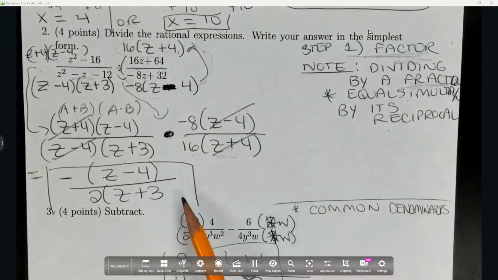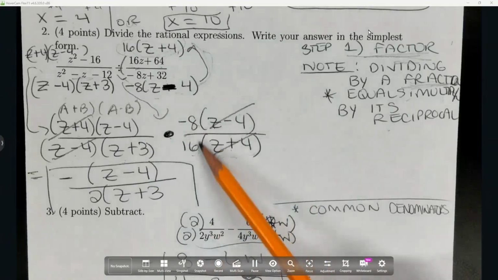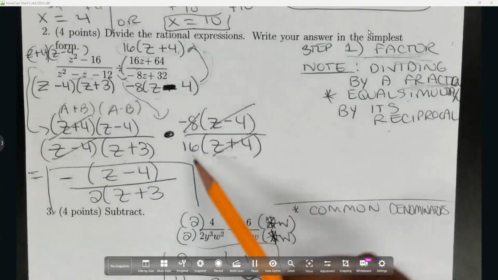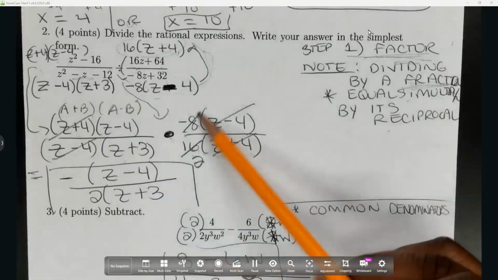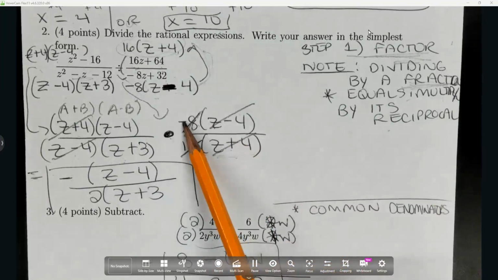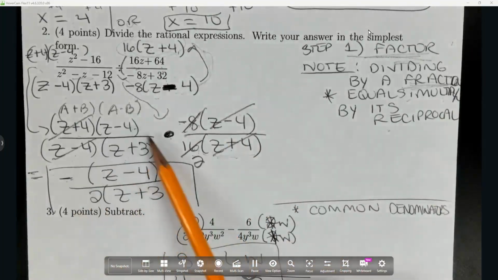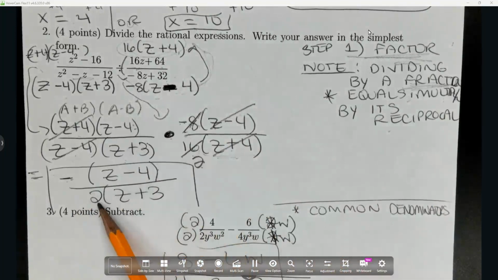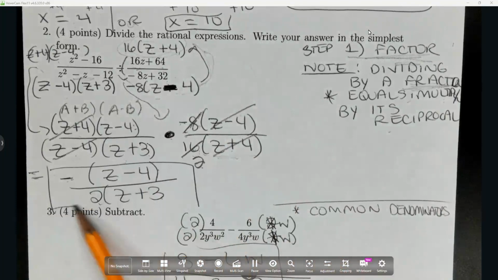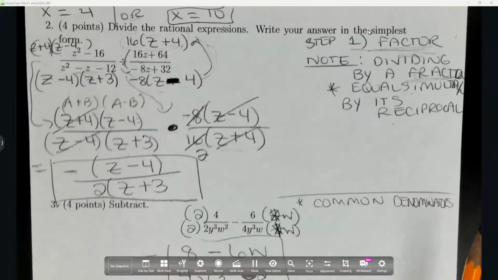So see, we're left with negative 8 over 16. That can also be reduced. 8 goes into 16 2 times. So we can cancel out the 8 in the numerator. That still leaves a negative sign. So we carried the negative sign down. We carried down the z minus 4. And in our denominator, we have 2 and the z plus 3. This is our answer: negative (z minus 4) over 2 times (z plus 3).